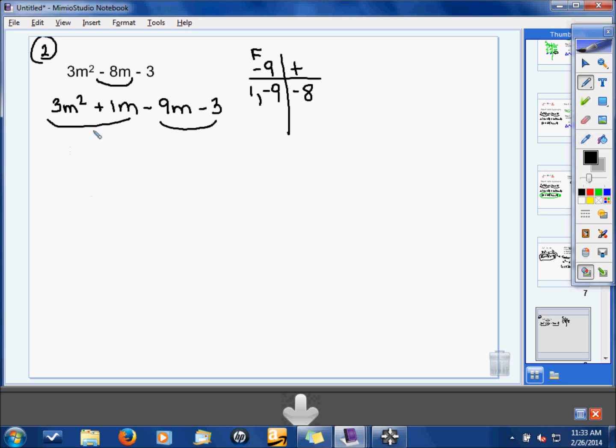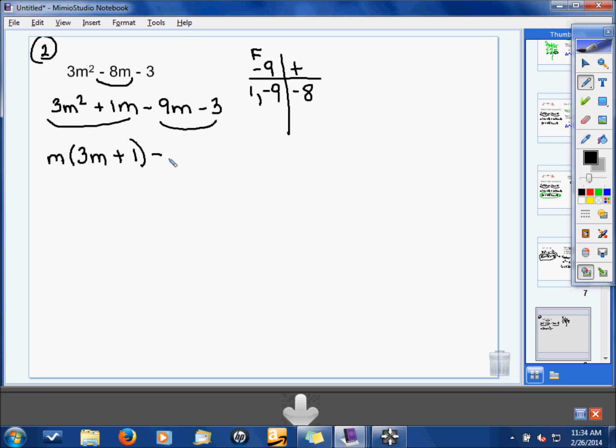What's in common for these first two terms? m times 3m plus 1. Okay? m times what gives you 3m squared? m times 3m gives you 3m squared. m times what gives you 1m? m times 1. All right, now we've got to do our minus here.